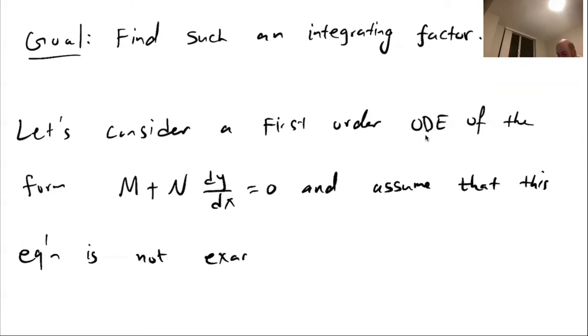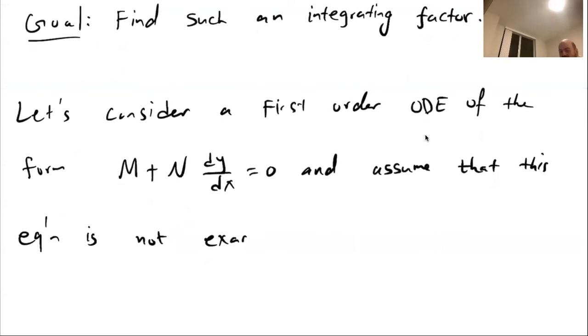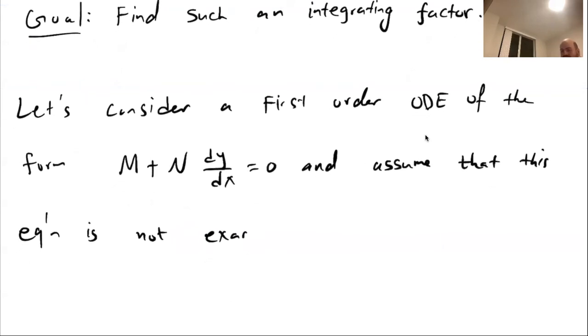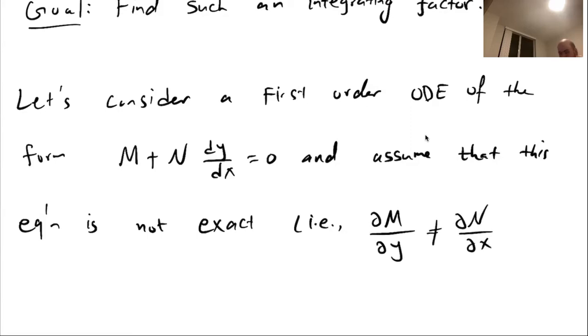meaning that M plus N dy/dx will be exact only if the partial derivative of M with respect to y is the same as the partial derivative of N with respect to x. So if you have an equation of this form, but the partial derivative of M with respect to y is not the same as the partial derivative of N with respect to x, then it's not exact. And I assume that this equation is not exact, meaning that the partial derivative of M with respect to y is not the same as the partial derivative of N with respect to x.